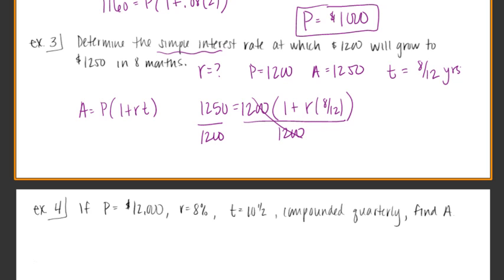Okay, so let's divide off the 1,200. Cancel that out. If I just reduce this fraction over to the left, I'm going to wait and plug it into my calculator all at once so I don't have any rounding error. But if I reduce the 1,250 over 1,200, you'll get 25 over 24 is equal to 1 plus R times 8 over 12. Okay, so let me come down here in the bottom. We want to take 25 over 24, subtract 1, and that'll get me R times 8 over 12.